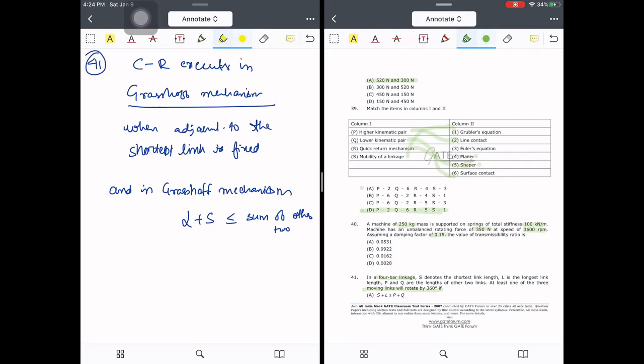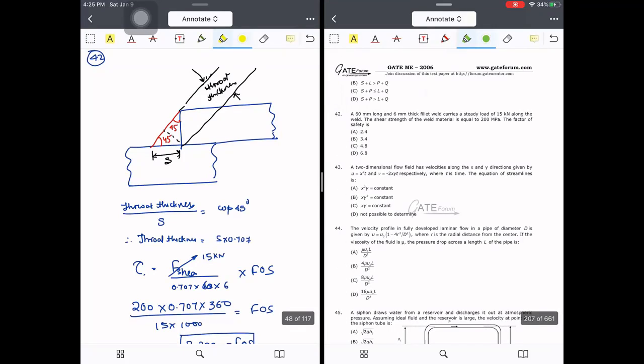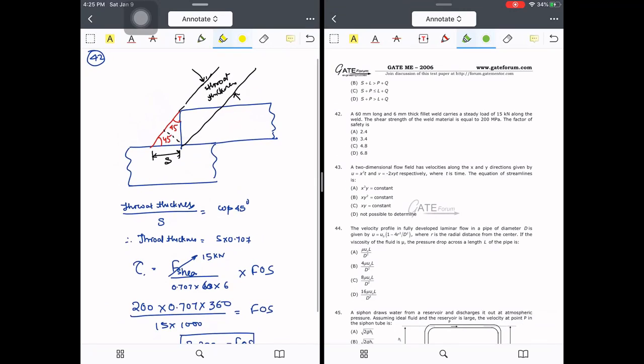In this case, the minimum criterion for Grashof's first linkage is that the sum of the lengths of the shortest and longest link should be less than or equal to the sum of the other 2. So this is the answer, Grashof's mechanism. And when we say that at least one link is rotating 360 degrees, that actually means it is Grashof's mechanism of the first type. Question number 42.